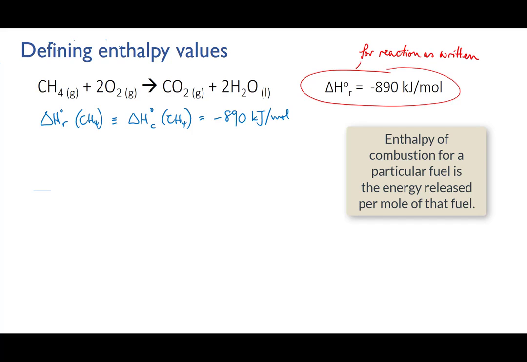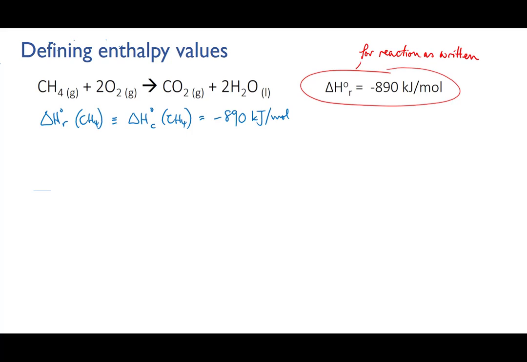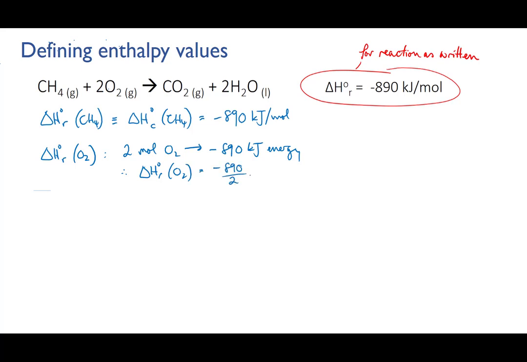However, if we were instead interested in the energy as a function of the amount of oxygen that was used, we would have to do an adjustment. 890 kilojoules of energy is released for every 2 moles of oxygen used in this process, so the enthalpy value could also be expressed as delta HR, the enthalpy of reaction with respect to oxygen, would be 890 divided by 2, so that's minus 445 kilojoules per mole of oxygen for this reaction.